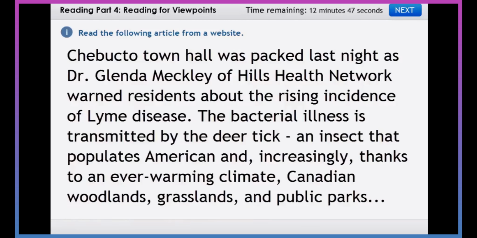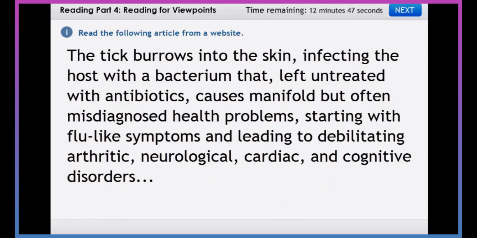Chibukto Town Hall was packed last night as Dr. Glenda Meckley of Hills Health Network warned residents about the rising incidence of Lyme disease. The bacterial illness is transmitted by the deer tick, an insect that populates American and, increasingly, thanks to an ever-warming climate, Canadian woodlands, grasslands, and public parks. The tick burrows into the skin, infecting the host with a bacterium that, left untreated with antibiotics, causes manifold but often misdiagnosed health problems, starting with flu-like symptoms and leading to debilitating arthritic, neurological, cardiac, and cognitive disorders.